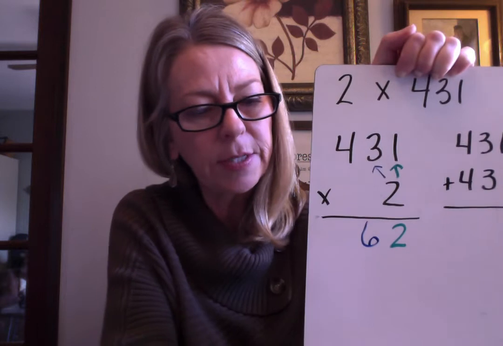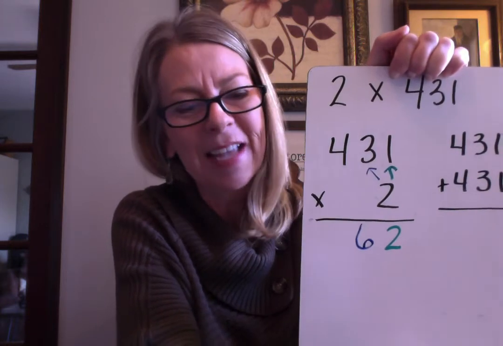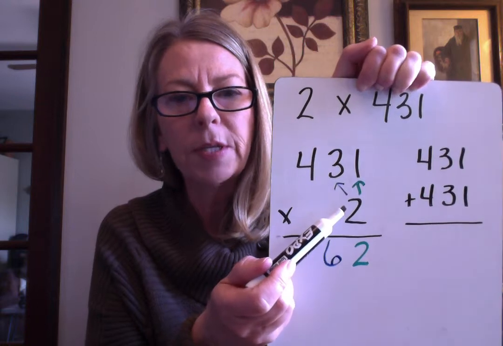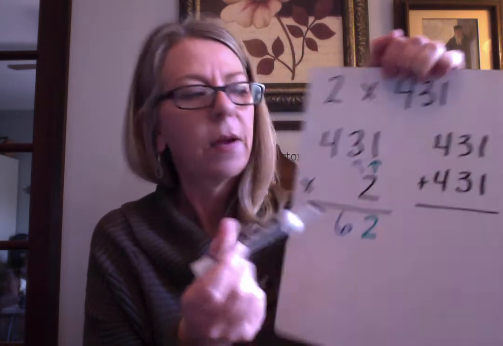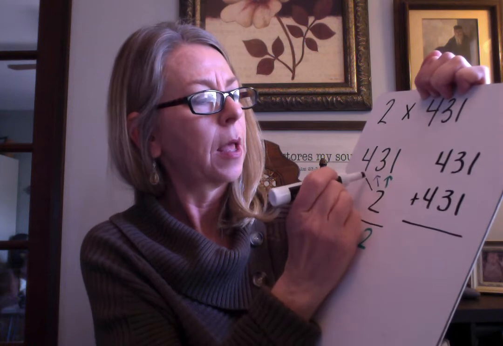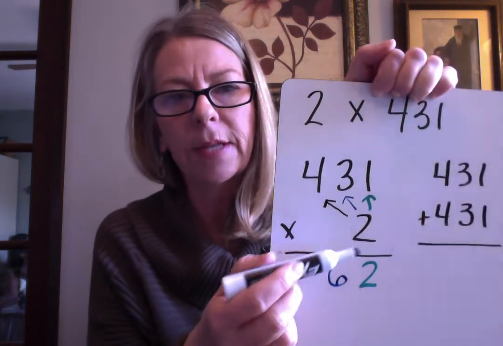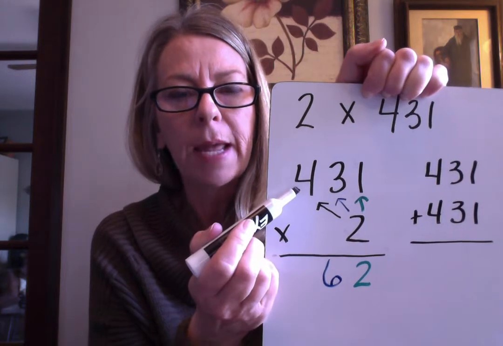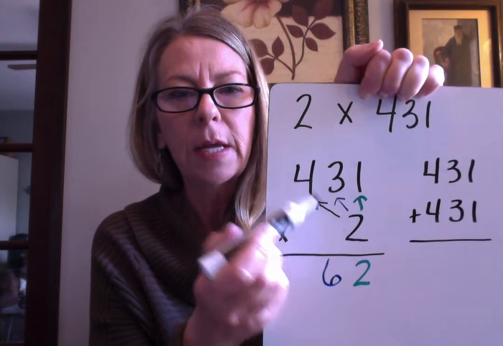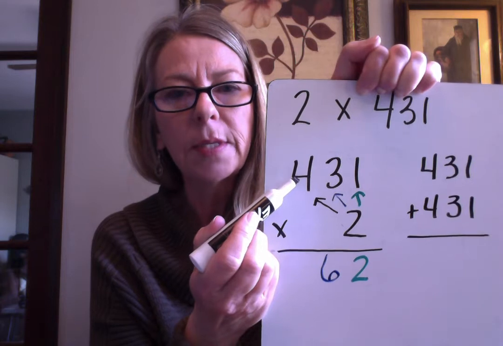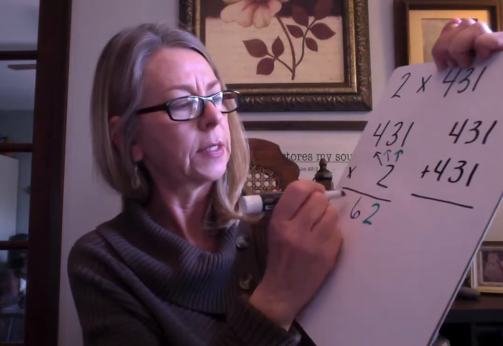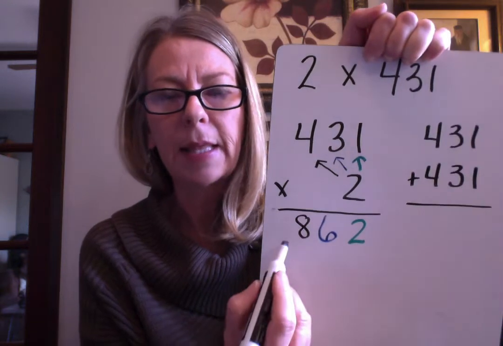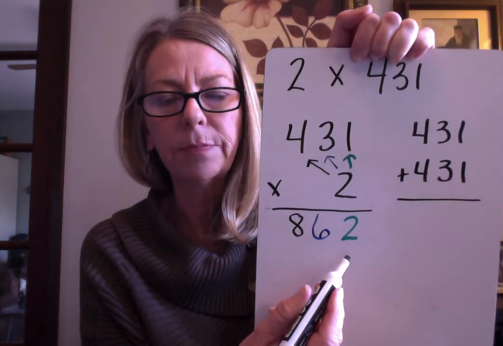Okay, I'm pretty certain you can guess what the next step is. I'm going to take my multiplier, 2, and I'm going to multiply by my hundreds place now. That's the third step, okay? So I take my multiplier and multiply my hundreds. All right, so 2 times 4 hundreds equals 8 hundreds, right? And so the 8 goes in my hundreds place, and that equals 862.